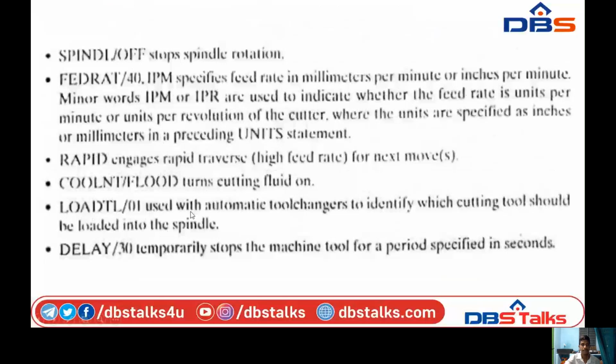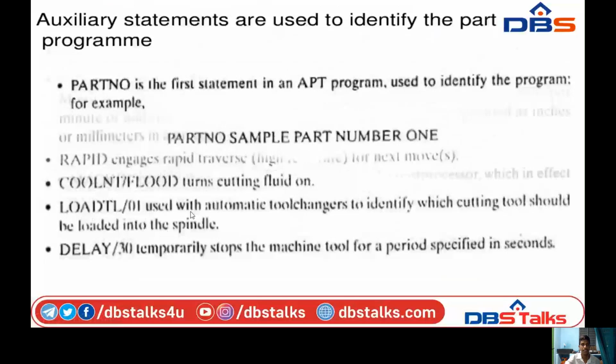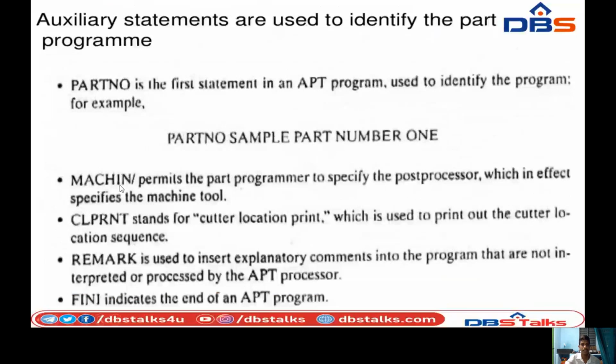Load delay. Next, auxiliary statements. Auxiliary statements means miscellaneous statements. In this, we are showing some statements like machine clear print or cutter location print. Remark. FINI indicates the end of an APT program. Cutter location print is used to print out the cutter location sequence. Machine permits the part programmer to specify the post processor.